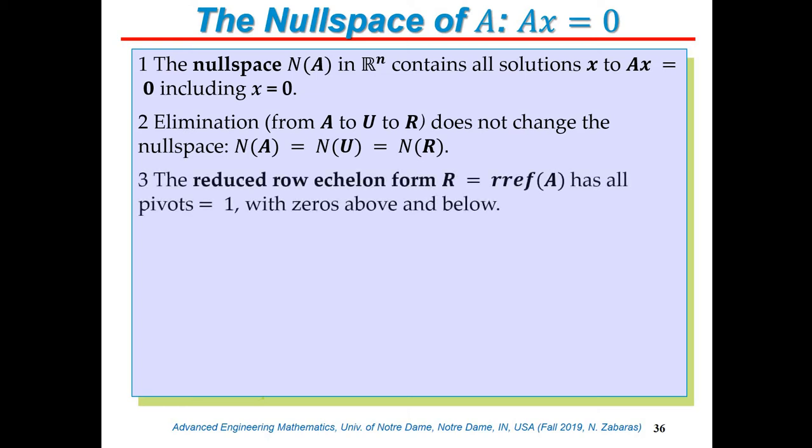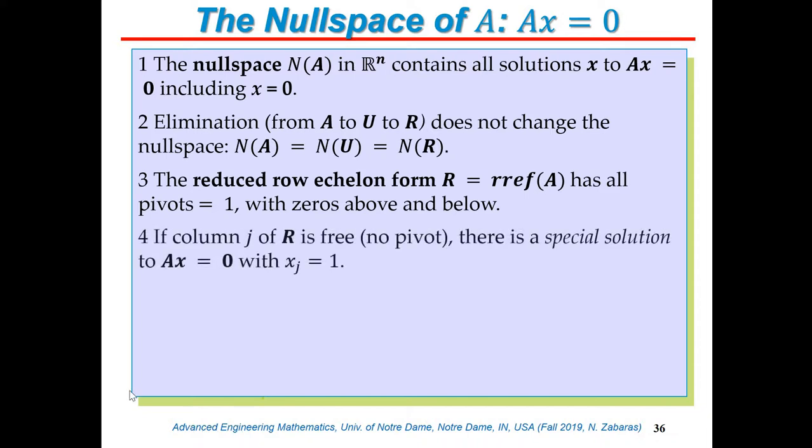So this matrix R is what we will refer to as the reduced row echelon form. In this matrix R, all the pivots are equal to 1, and above the pivots we have zeros, and below the pivots we'll also have zeros. And if one column has no pivot, then that column identifies a special solution to the null space problem, with the variable corresponding to that column being equal to 1. Okay? So any column that has no pivots on it after we do operations immediately identifies a special solution, and we compute that special solution by taking the variable corresponding to that column equal to 1.